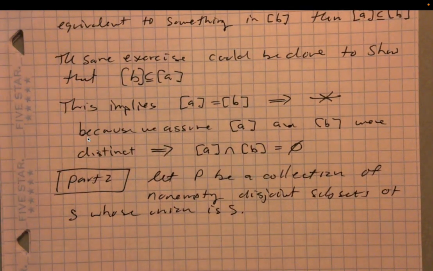Okay, so all we've said here is we got a partition, and it's a collection of non-empty disjoint subsets of S, right? Whose union is S. Namely, it's a partition, right?